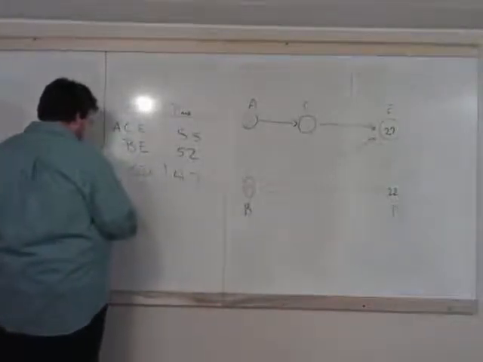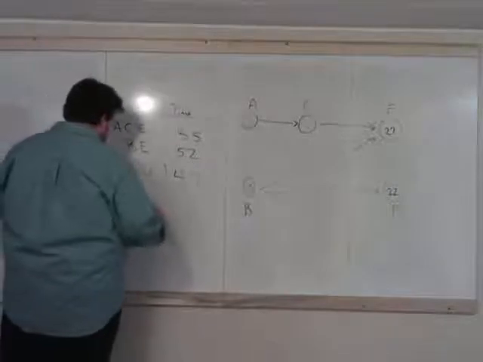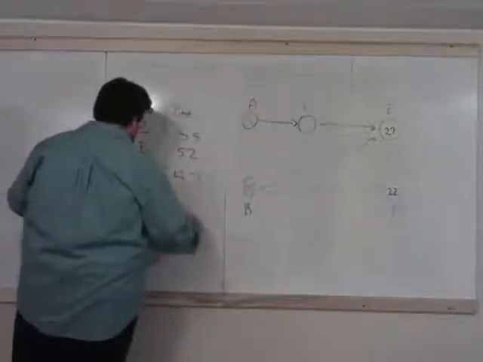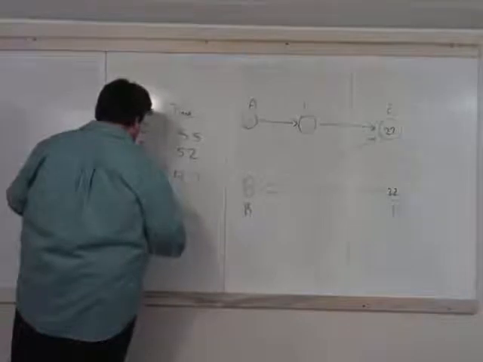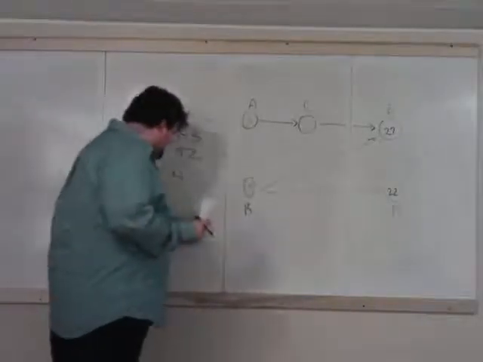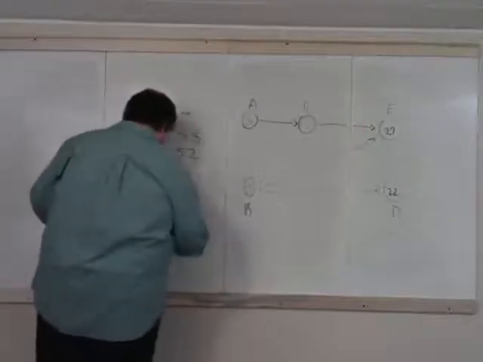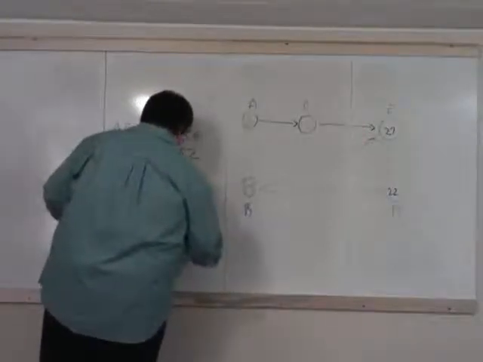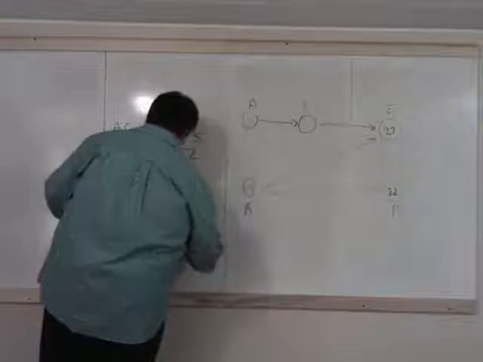So here, A, C, E is, in this case, the critical path. I spell critical. Path.